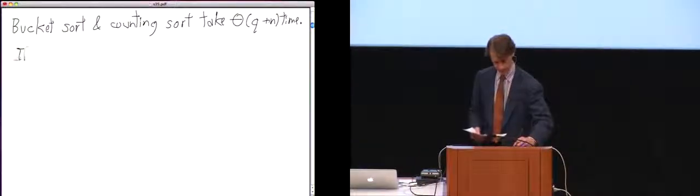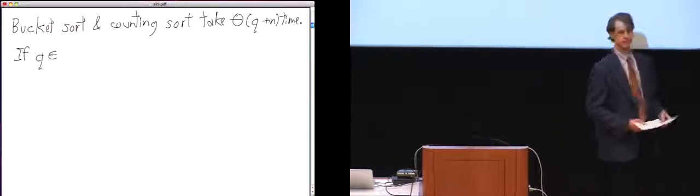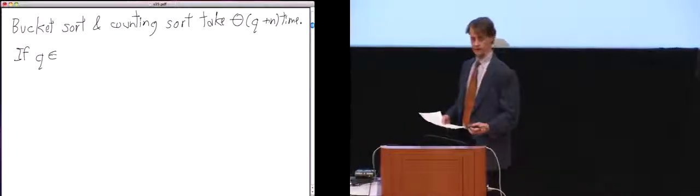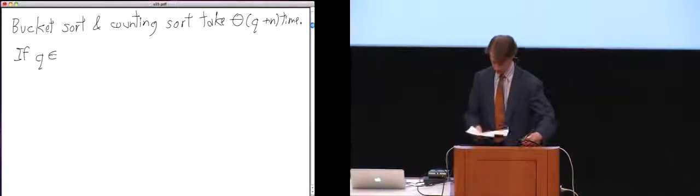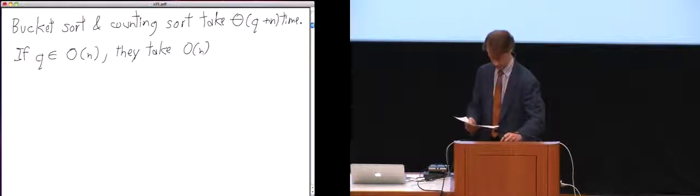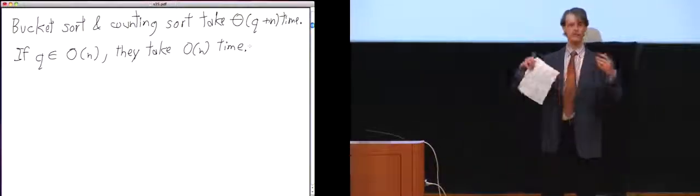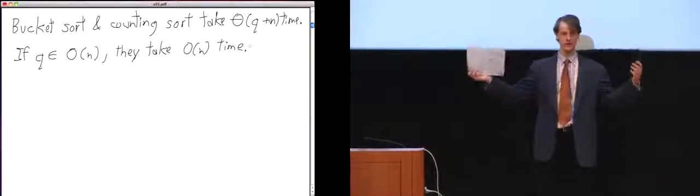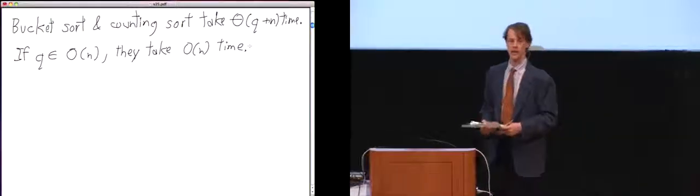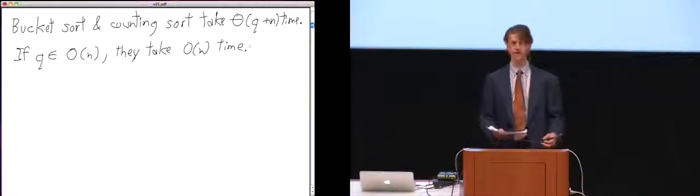So if q, which is the number of possible items, the range of our items, if that number is in big O of n, then we're very happy. Because they take time proportional to the number of items we're sorting. But again, there are many situations in which that's not true, where the range of possible items is from 0 to 10 quadrillion, and you're only sorting 1,000 items. And so this is not the sort for that situation, though we will see a sort in a minute that is for that situation.